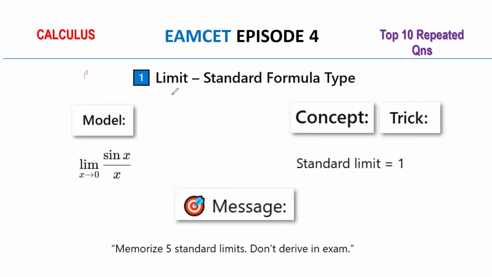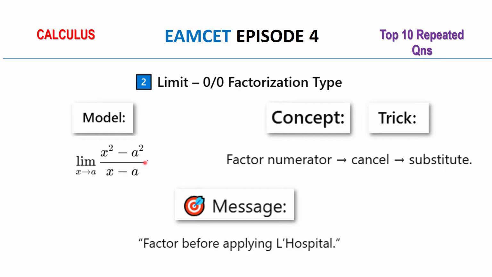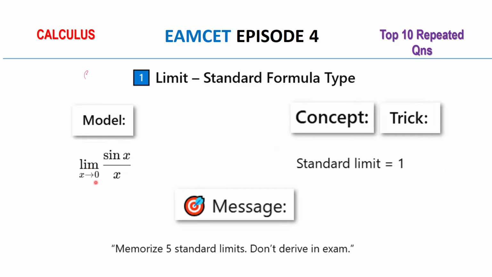See, this is the first one, limit, standard formula type. If you find models of limit x tends to 0 sin x by x, if you directly substitute x is equal to 0, what will happen? Sin 0 by 0, which will be undefined. So there are standard limits. The answer for this standard limit is equal to 1. See, try to memorize five such standard limits. Don't derive in the exam. That is the message I would like to extend to you all.